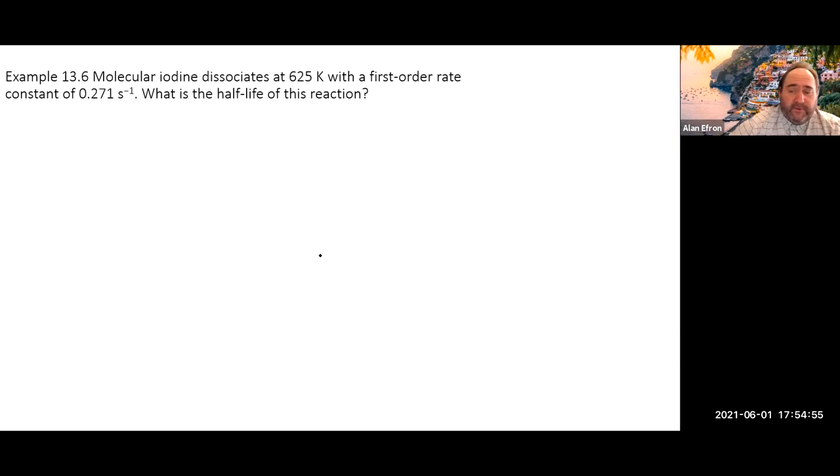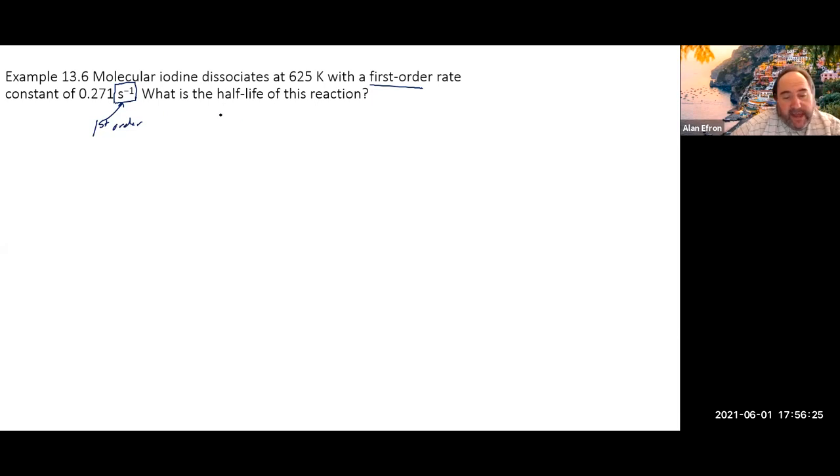All right, one more first order one here. So give this one a go. What is the half-life of this reaction? Okay, so looking at this one again, they were nice enough to tell us first order, but we really can figure that out by looking at that unit. It tells us it is first order.